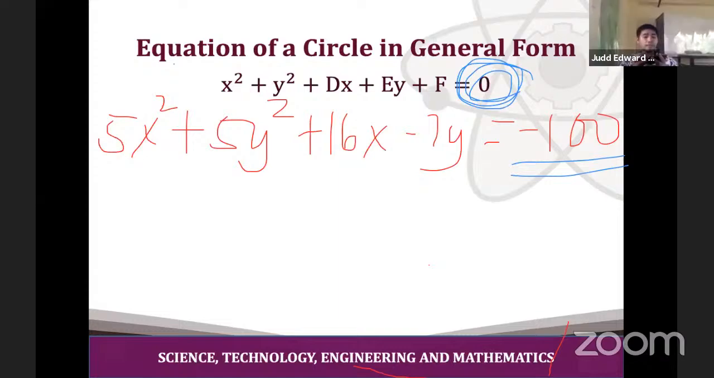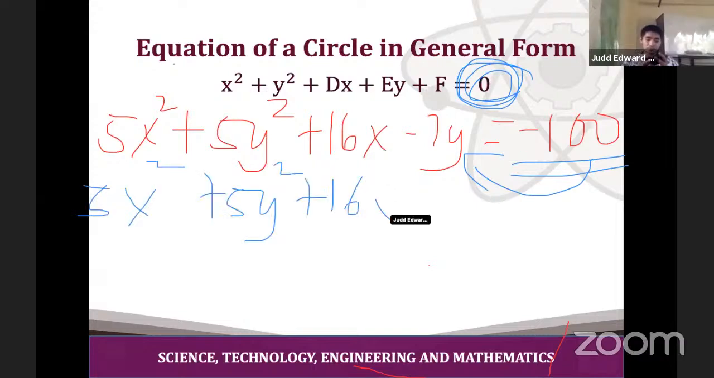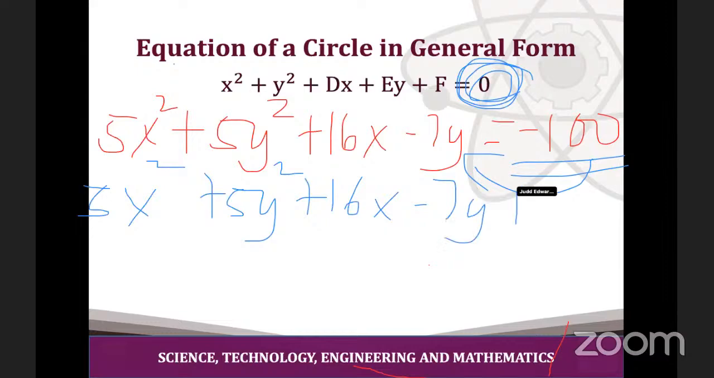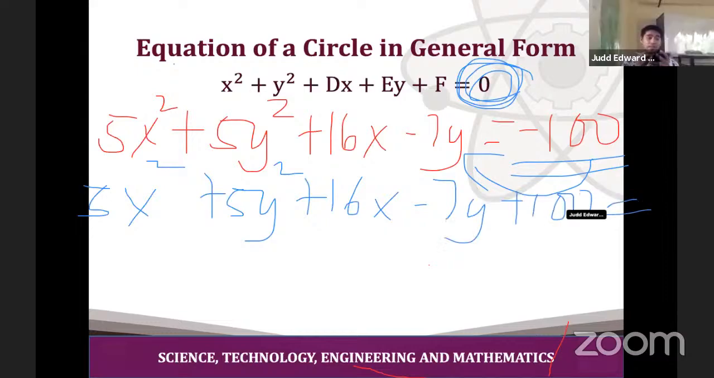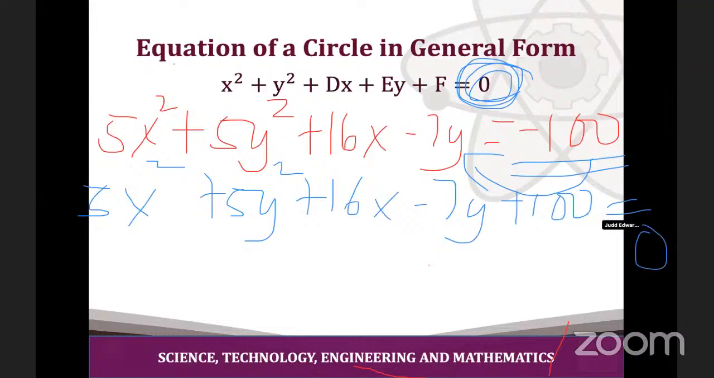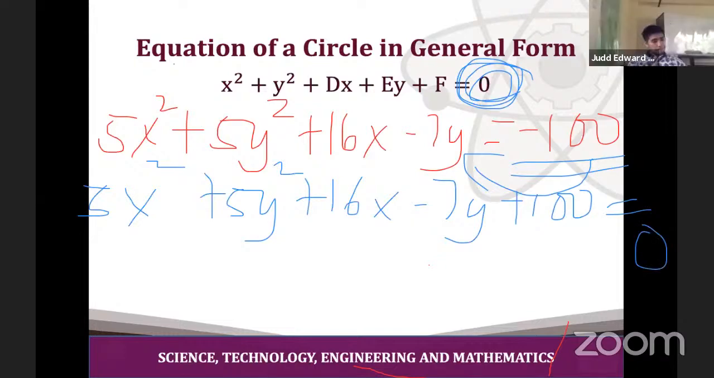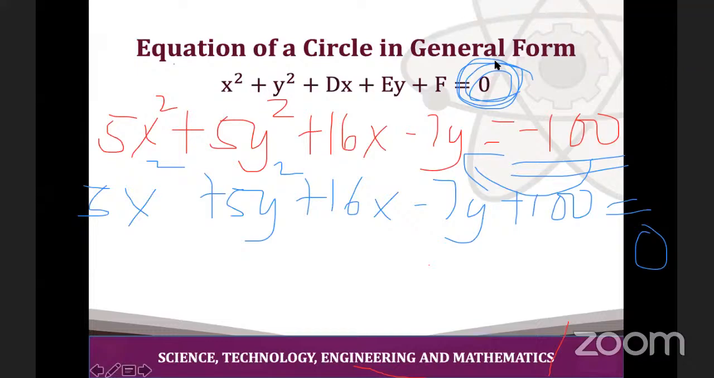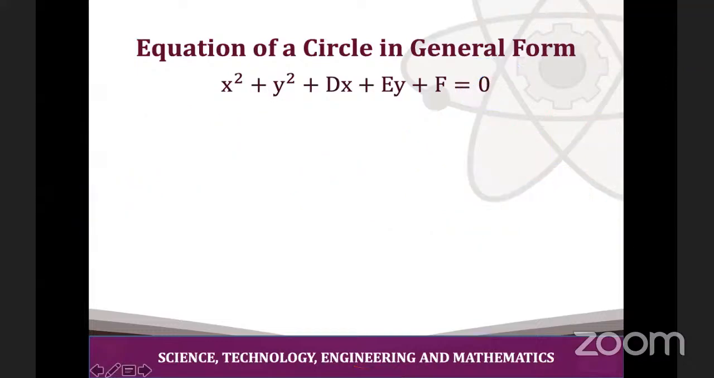Then how do we transform? Para ma-transform, ililipat natin si negative 100 sa kabila. At kapag nilipat natin si negative 100 sa kabila, this becomes positive 100. Therefore, the right side now is equal to 0 in general form. Can we consider this now as a circle in general form? Yes. Therefore, it's a circle in general form.